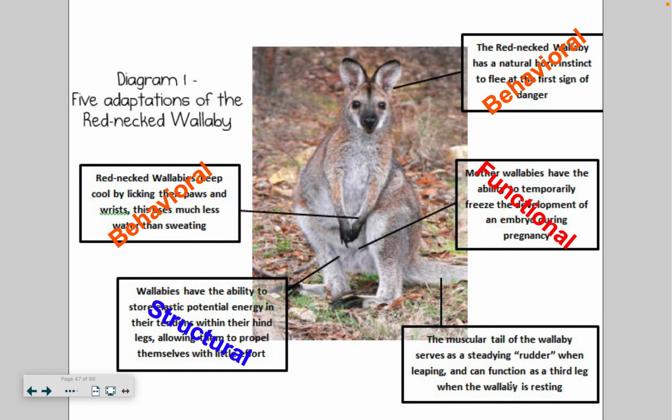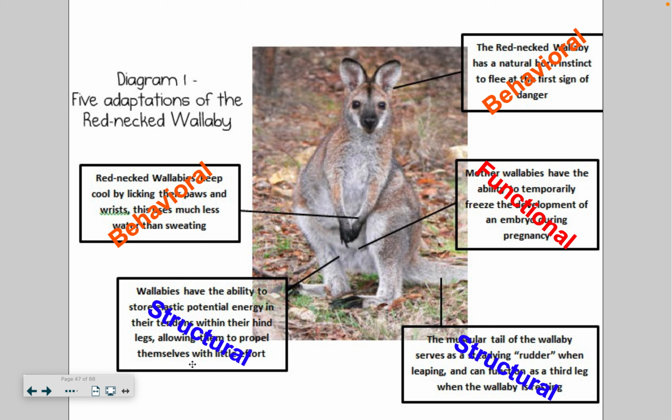The muscular tail of the wallaby serves as a steadier and rudder when leaping and can function as a third leg when the wallaby is resting. Right away, after you read the muscular tail, boom, you should have been like, structural. We are talking about a physical feature of this organism. So this is structural.